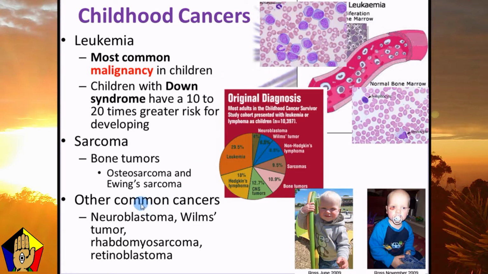And then other common cancers, already talked about neuroblastoma. A Wilms tumor is a nephroblastoma. So what's nephro implying? It's a kidney. And then retinoblastoma, we already talked about.